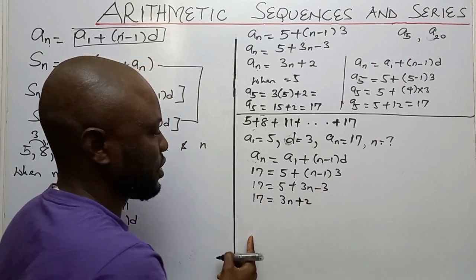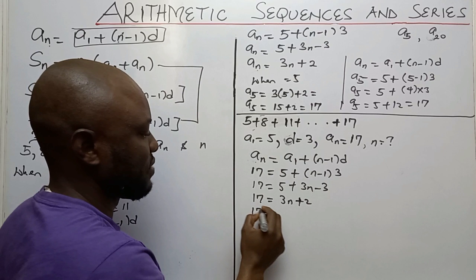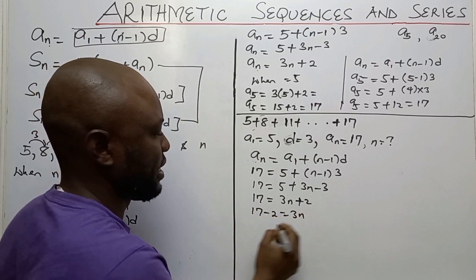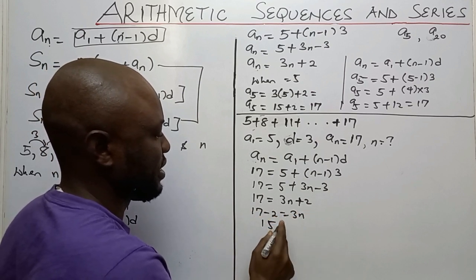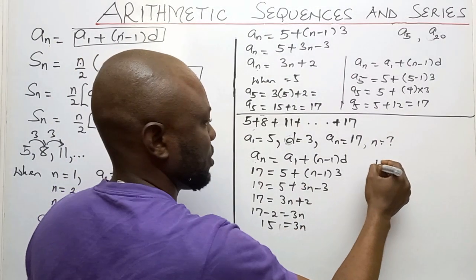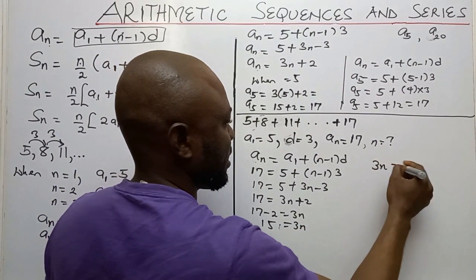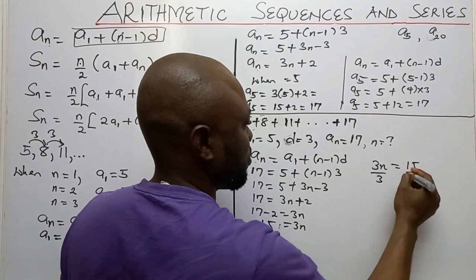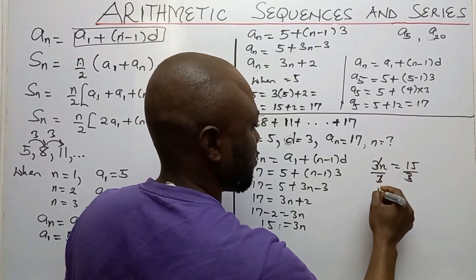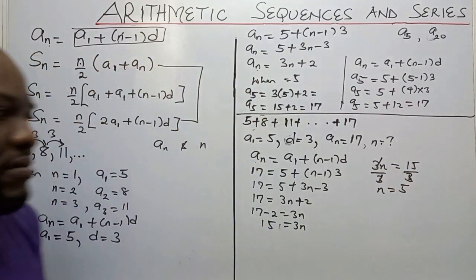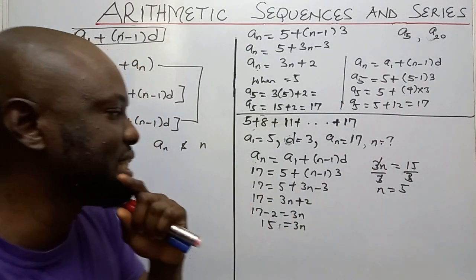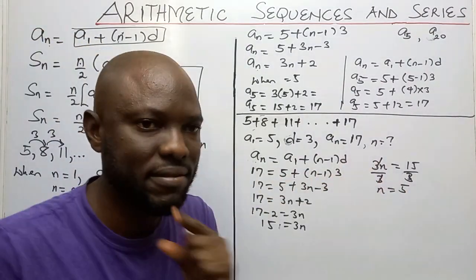So if I take this to the other side, I'll have 17 minus 2 equals 3n. So 15 equals 3n. So 3n equals 15. If I divide both sides by 3, my n is 5. So in this case, we can see that our n is 5.